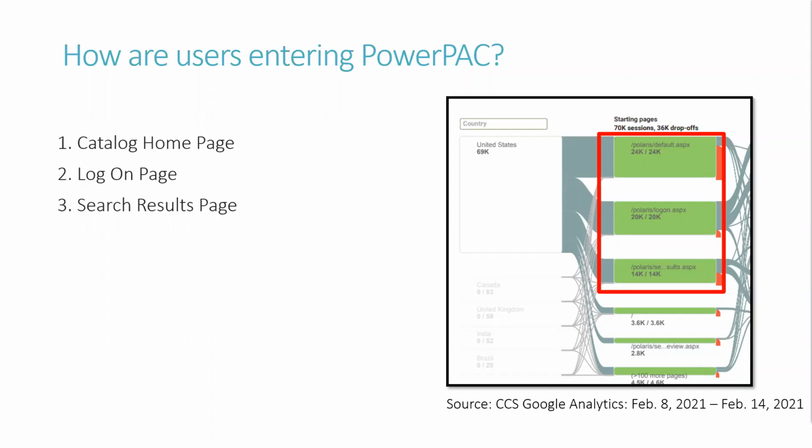So what this slide demonstrates is the path users take when entering the library catalog. What we're finding is over a third of users are entering via that catalog homepage, and then log on and search results are the second and third most common entry pages.